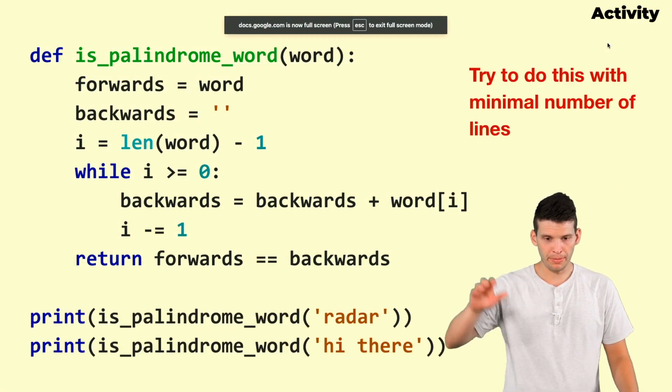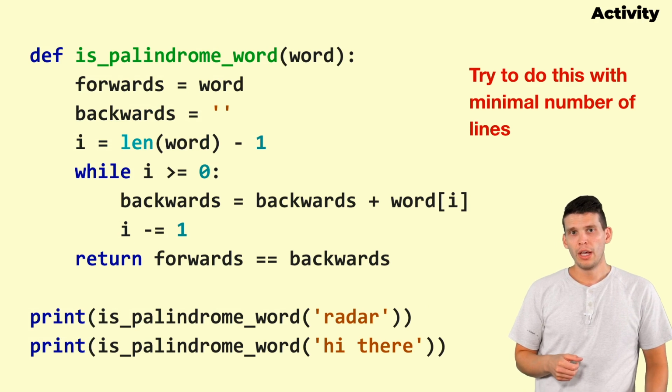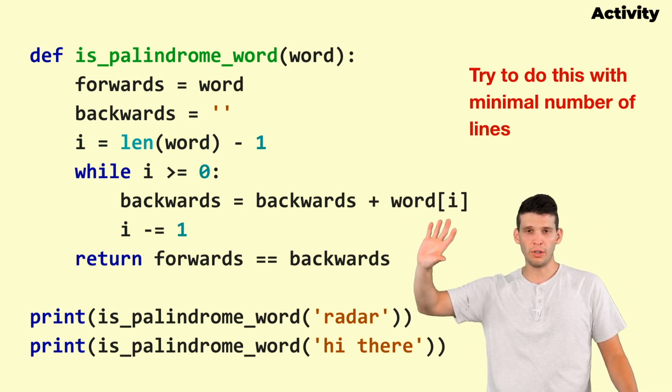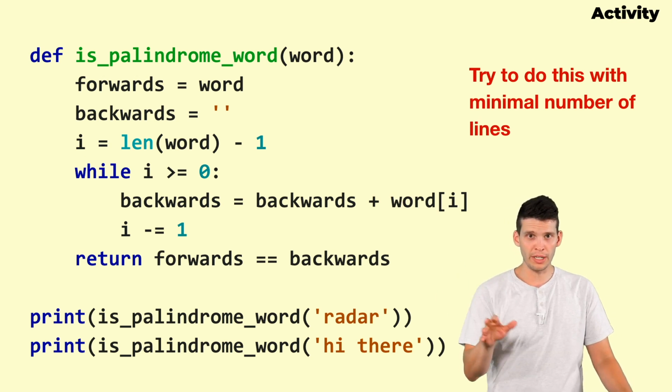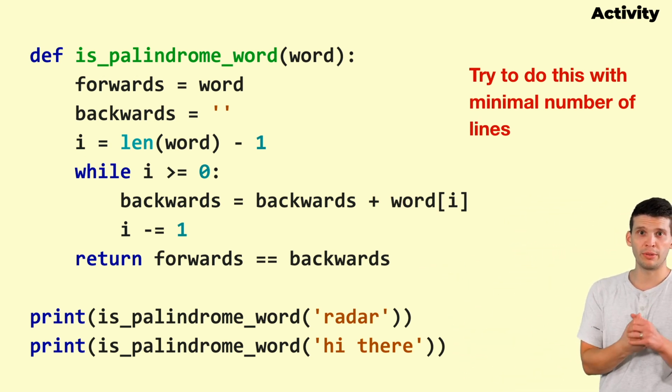So now we have a correct implementation of this function, but is there a way that we could try to do this with less lines of code? So can you think of anything that we could do in this to kind of shorten it up to make it a little bit simpler? What do you think?